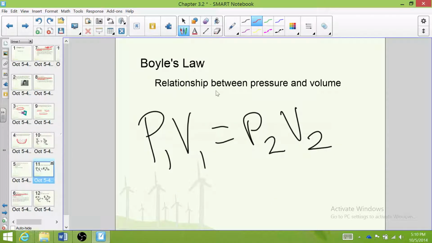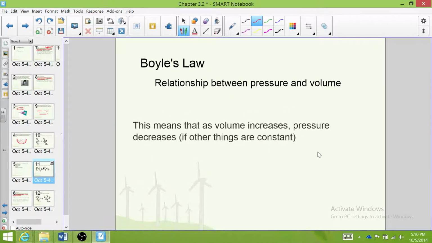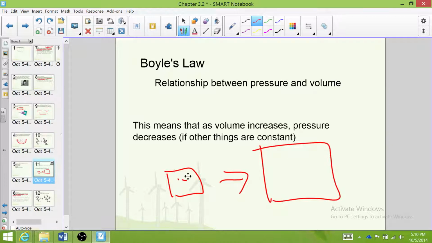And Boyle's law is the relationship between pressure and volume. And this one is a little bit easier to remember because there's no division. It's just P1 times V1 equals P2 times V2. And what this means in words is that as the volume increases in a container, the pressure of the gas decreases. So if I have a container and I make it larger, I increase the volume, the pressure inside that container will decrease because the particles are not hitting the walls as much as they were before.